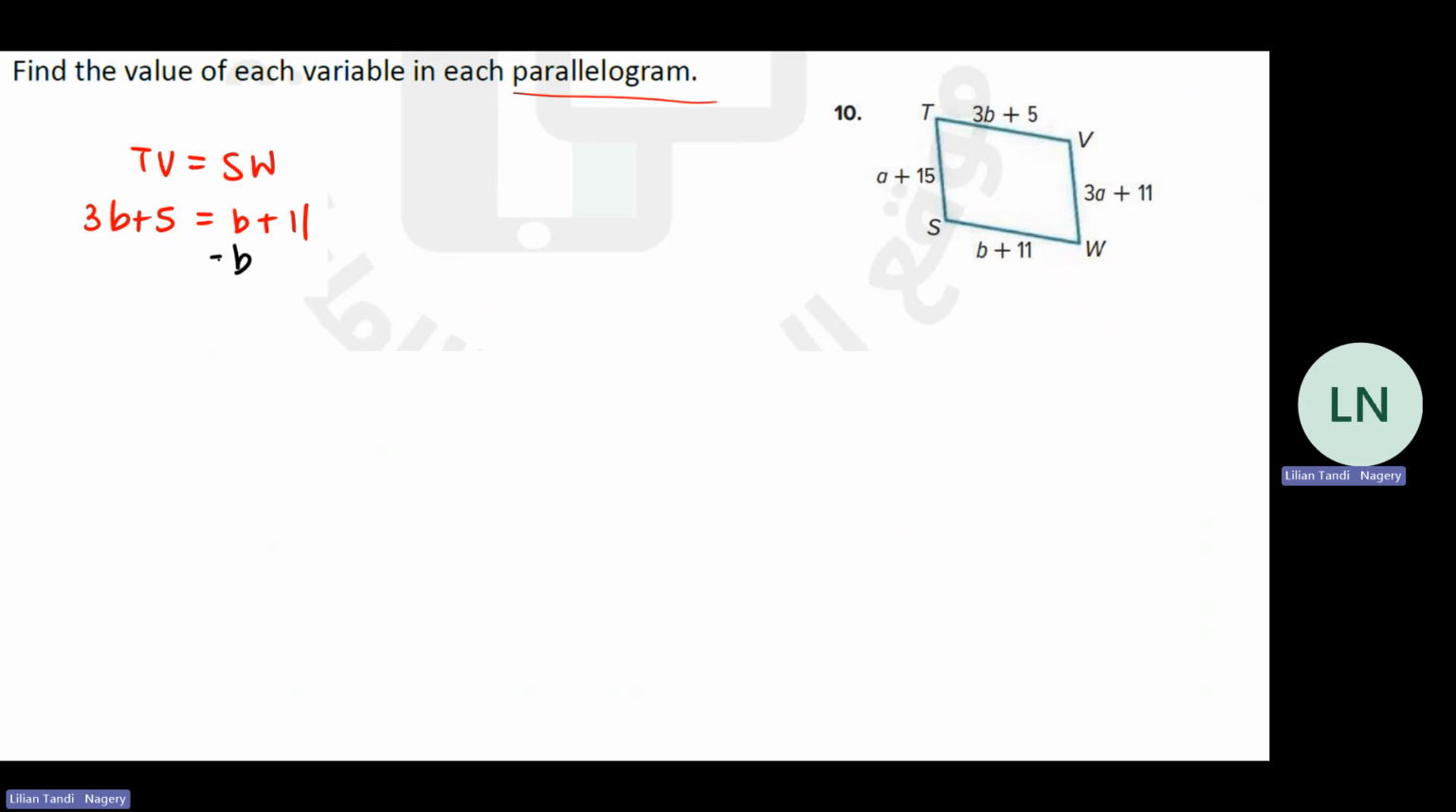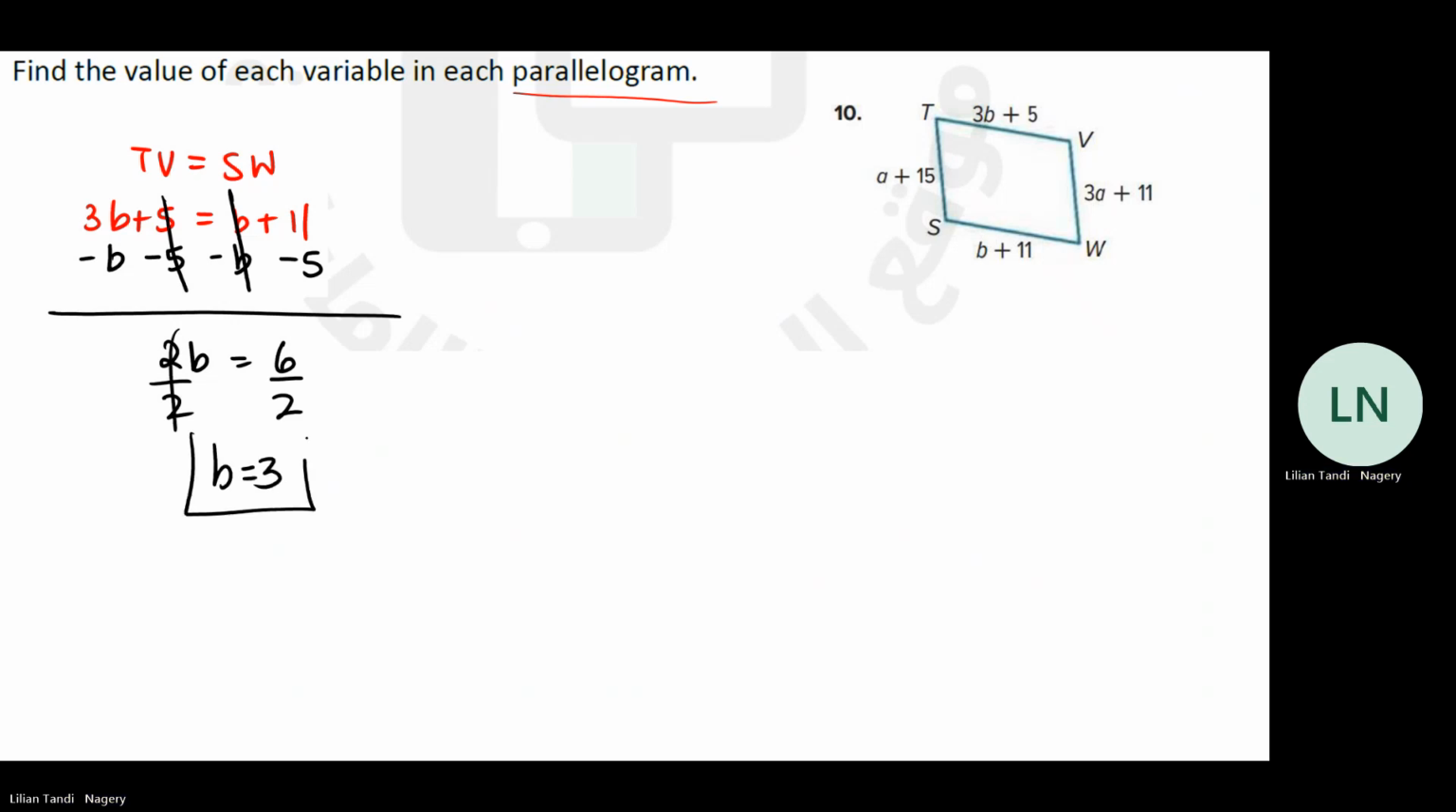Then I will minus b, I will minus b, I will minus 5, I will minus 5. So this and this goes away. 2b is equal to 6. Divide by 2, divide by 2. B is 3. Then let's find A.